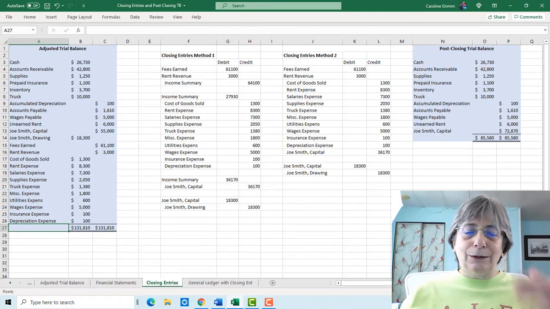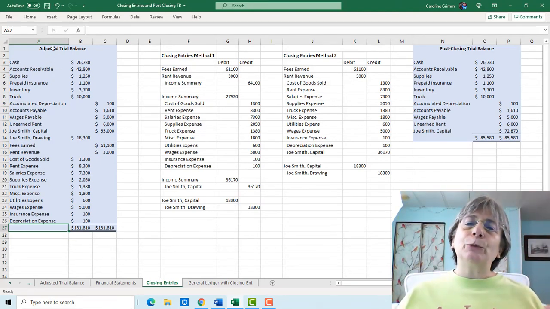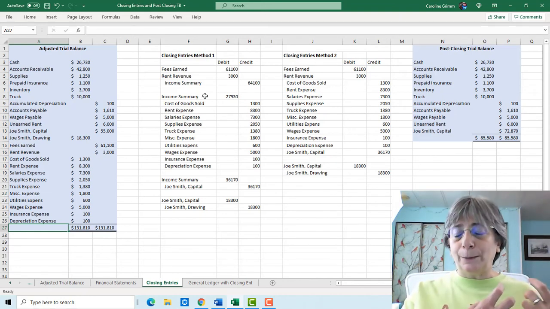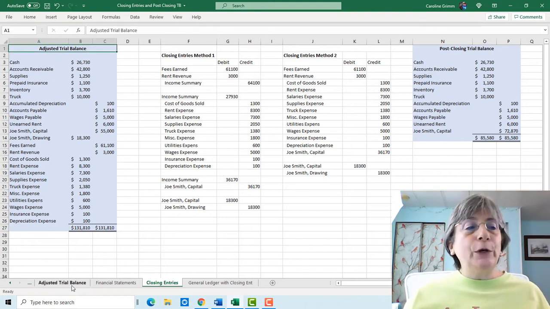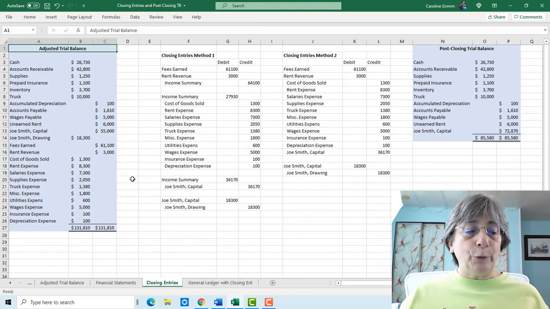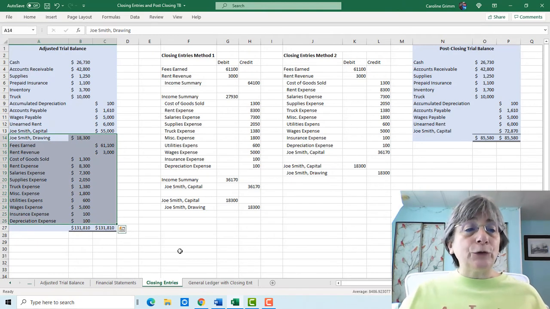So when we're talking about closing entries, the place that we're starting is with our adjusted trial balance. And I've pulled that from the spreadsheet that we've been using for our other journal transactions and adjusting journal transactions. So here we are with our adjusted trial balance that we came up with before we did our financial statements here. And what we're looking at to close in our closing entries would be these accounts right here.